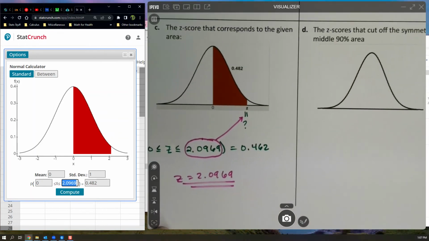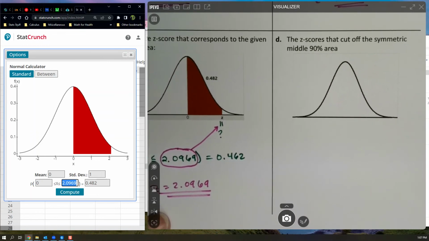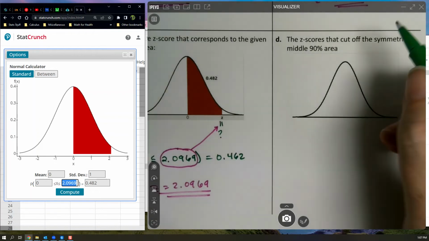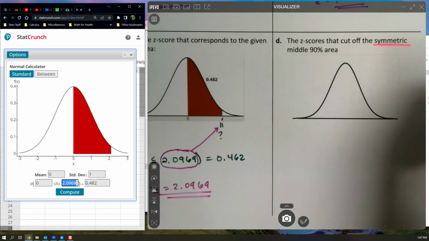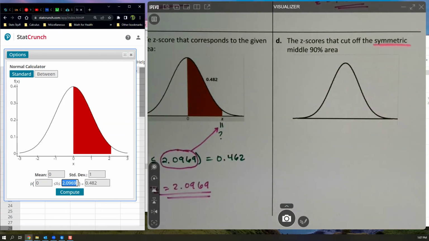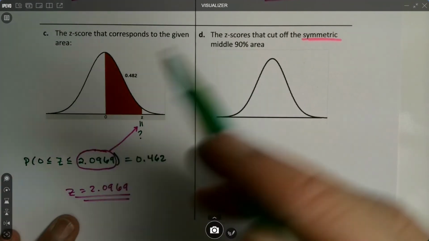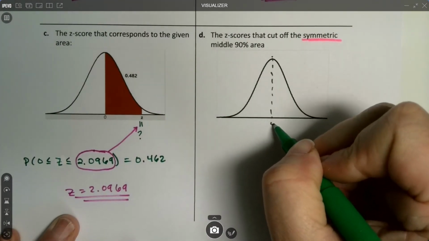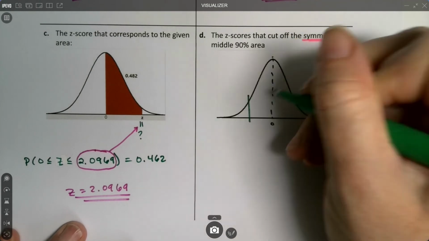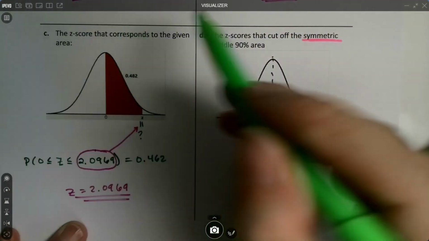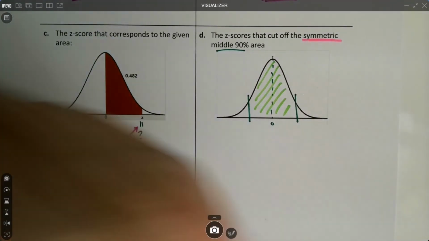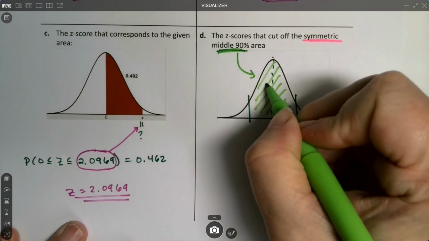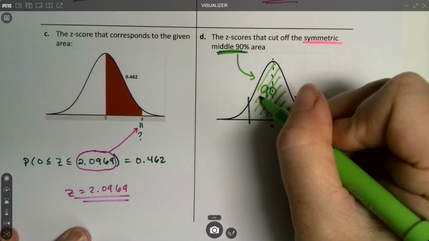All right, last but not least, find the z-scores that cut off the symmetric middle. This is one that you're definitely going to use in later sections. So the key is that it's symmetric, so if everybody sees that. We have to assume symmetry, otherwise we have issues. So let me make this picture bigger for a second. If it's symmetric, we always have 0 in the middle line, then I have a number over here and a number over here. And the area between them, the symmetric middle, is 90%.